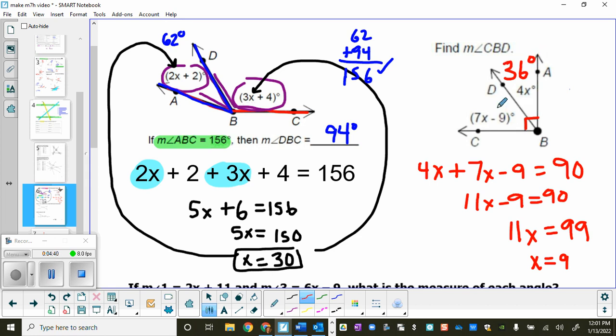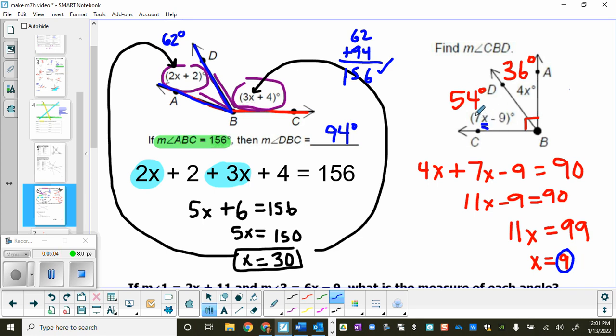Now, if we want to find the other angle, you could assume that you're right. You could trust yourself and just say, okay, I'm just going to do 90 minus the 36. And if you wanted to do that, we'd get a 54. Sure, you could trust yourself, but if you really want to make sure you did everything right, let's plug this 9 in right here and make sure we get that 54.